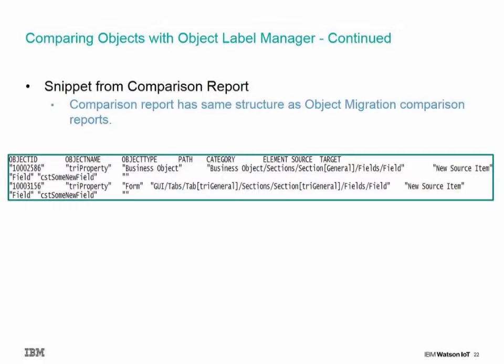And this slide shows a snippet from the comparison report. One thing to note, it does take on the same structure as the object migration comparison report, if you're familiar with that. So in this snippet, you'll see a new field called CST was added to both the tri-property business object and the tri-property form within the my_company 1.0 object label.